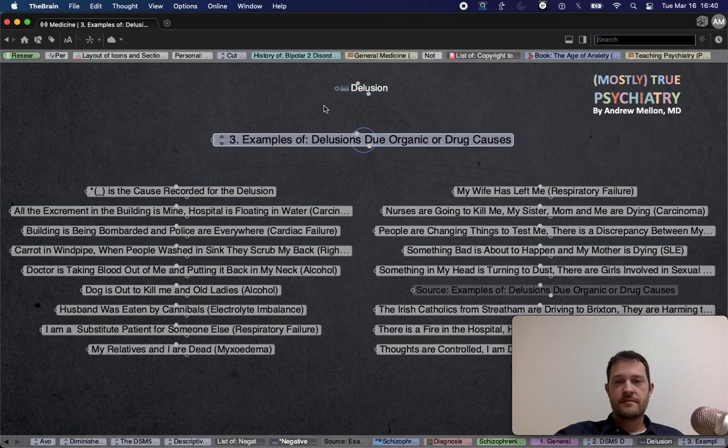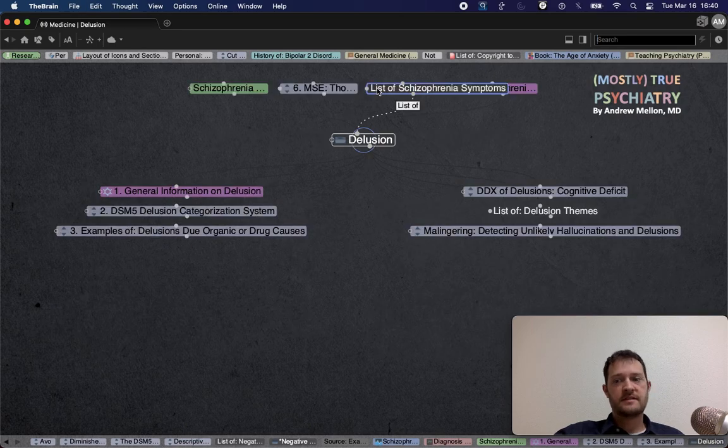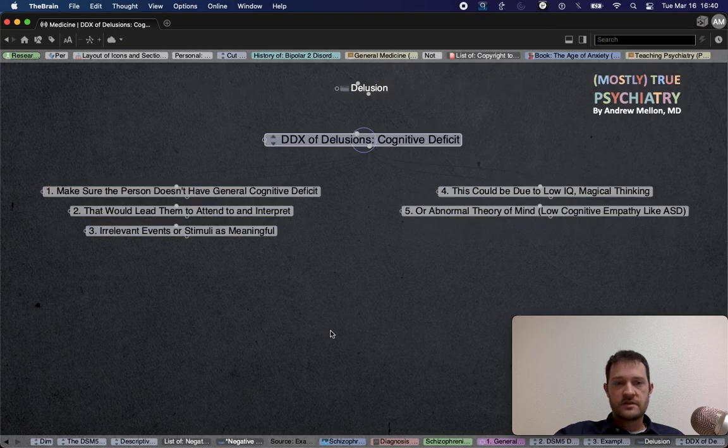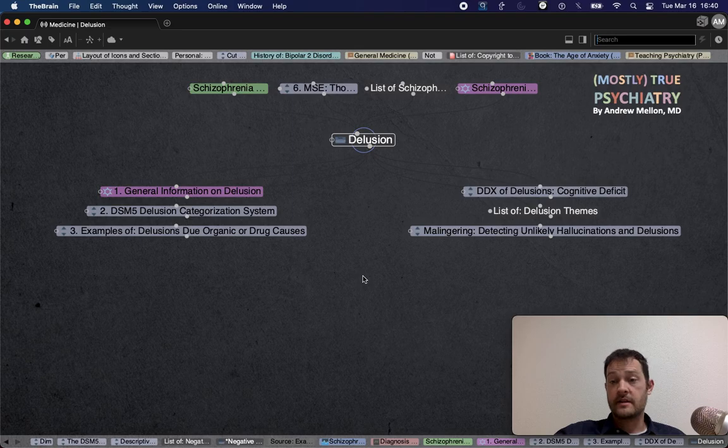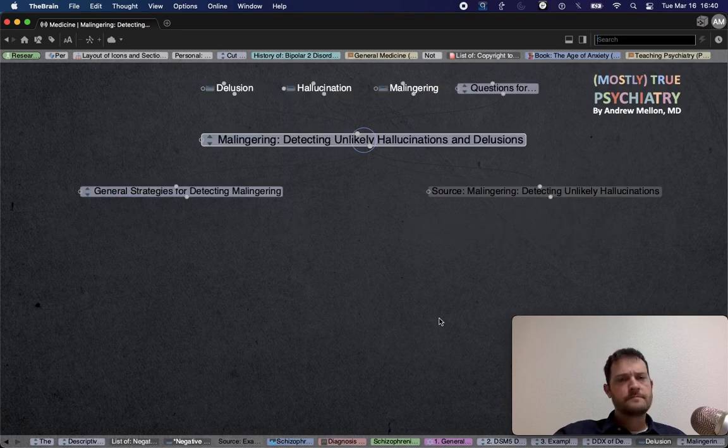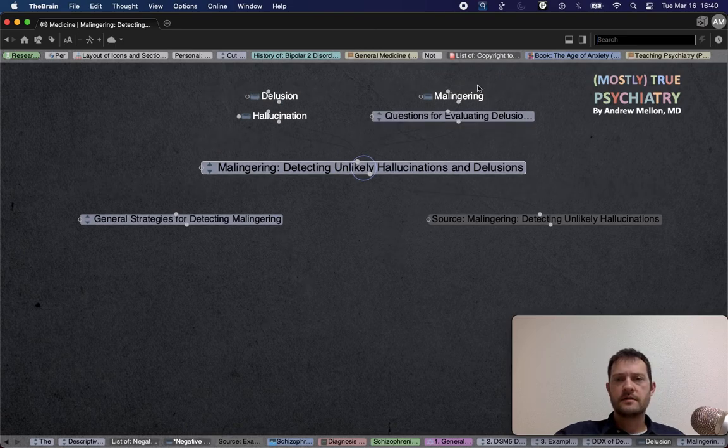So a delusion can happen for any reason. It's an abnormal belief or thought. So make sure it's actually occurring in schizophrenia, and that this is a long-term thing. The differential diagnosis to really consider is a cognitive deficit. Make sure the person doesn't have a general problem with their thinking that would lead them to attend to and interpret irrelevant stimuli as meaningful. Low IQ. Could be just magical thinking, a person who is just kind of strange. Abnormal theory of mind, like autism. They may have low cognitive empathy and they're reading the stimuli wrong. Malingering. I'm going to leave this for another day.